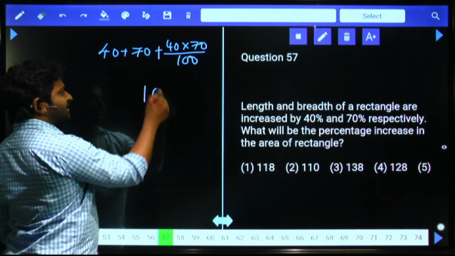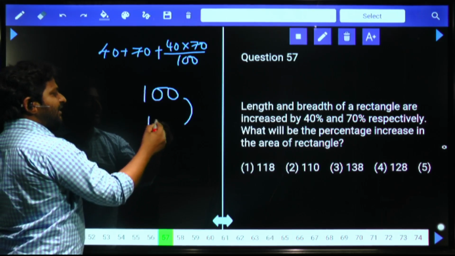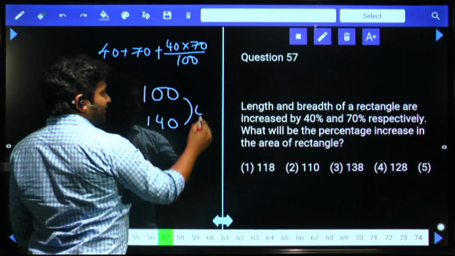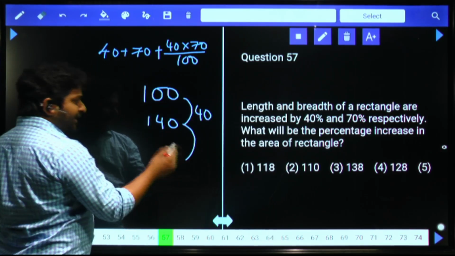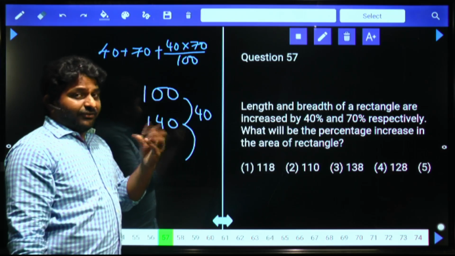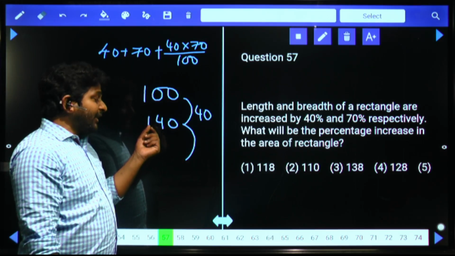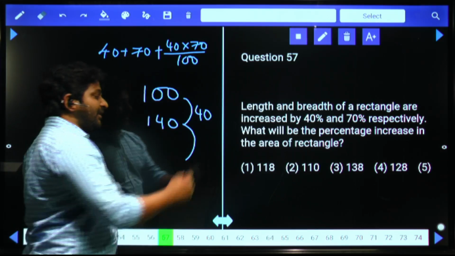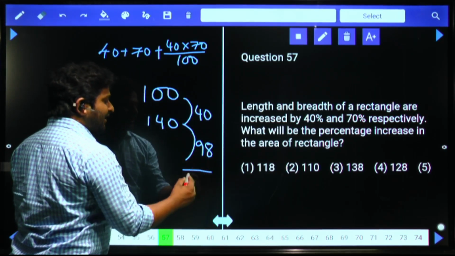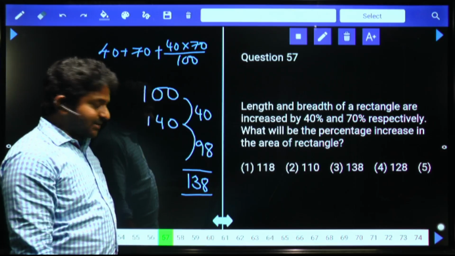The other way is to start with 100. The first value increased by 40% increases to 140, and the increase value is 40. Now it increases by 70% of this number, that is 50% plus 20%. 50% in the sense 70, 20% in the sense 28. 70 plus 28 is 98. So the increased value is 40 plus 98, that is equal to 138. 138 increase, third option answer.